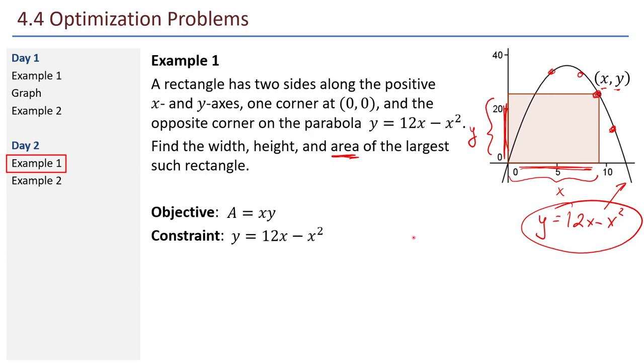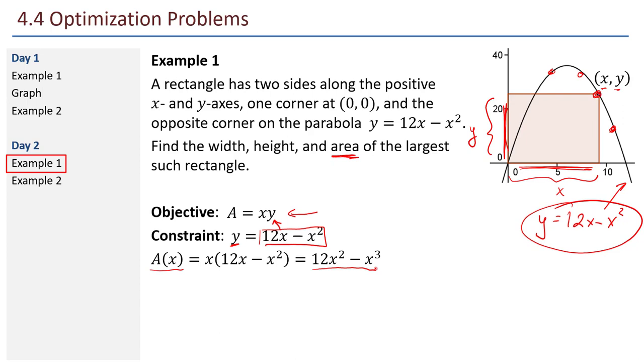What happens next? Next, I need to get my objective function into one variable. The constraint is already solved for y, so I will take this whole 12x minus x squared and substitute it in for y. When we do that, we end up with a function of one variable, x, and that function is 12x squared minus x cubed.